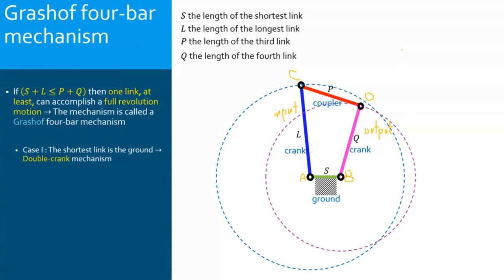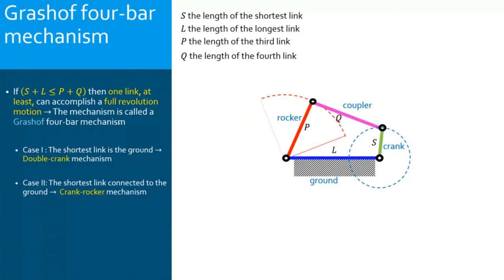So here, case one: if it is a Grashof four bar mechanism, so S plus L is lower or equal to P plus Q, and I have the shortest link as the ground, the grounded link or the frame, then the input and output are cranks, and it is called a double crank mechanism. So this one is a double crank Grashof 4-bar mechanism. If it is double crank, it can only be Grashof. We cannot have double crank non-Grashof. So this is just a comment.